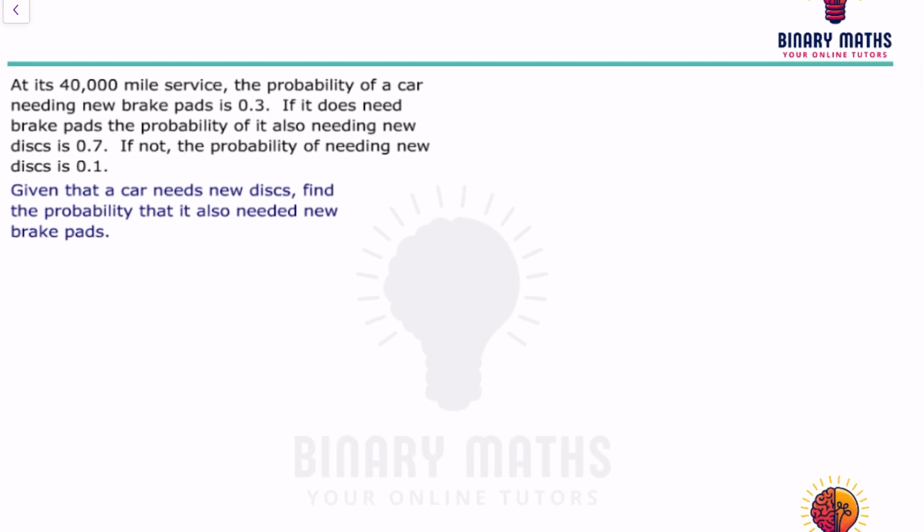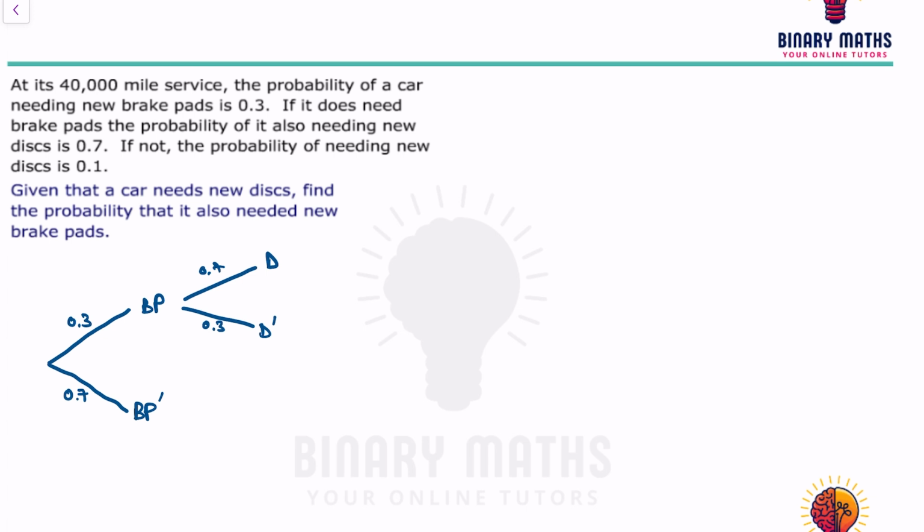At its 40,000 miles service, the probability of a car needing new brake pads is 0.3. So brake pads is 0.3. No brake pads, so brake pad dash is equal to 1 take away 0.3, which is 0.7. If it does need brake pads, the probability of it also needing new discs is 0.7. So new disc is 0.7, which means it doesn't need a disc is 1 take away 0.7, which is 0.3.